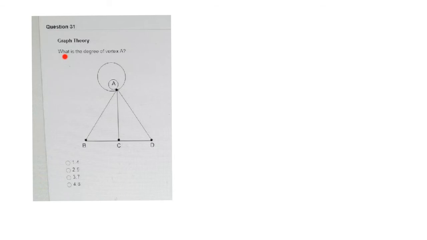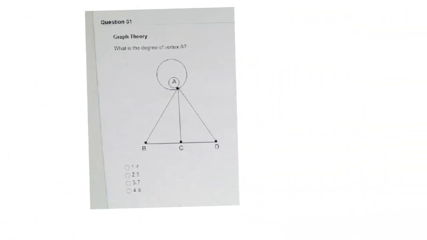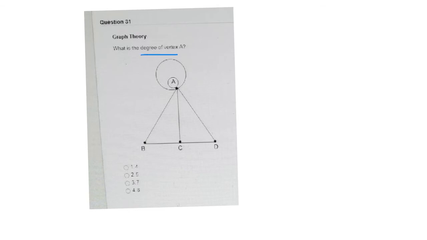Graph theory. What is the degree of vertex A? In other words, if you were to zoom in to this vertex A, really close, how many little roads would be popping out of it? That's what they're saying. Well, there's this road, this road, this road, this road, this road, this road, and this road. 1, 2, 3, 4, 5, 6, 7. Guess what? We can end our investigation right now. The degree of A is 7. Moving on.